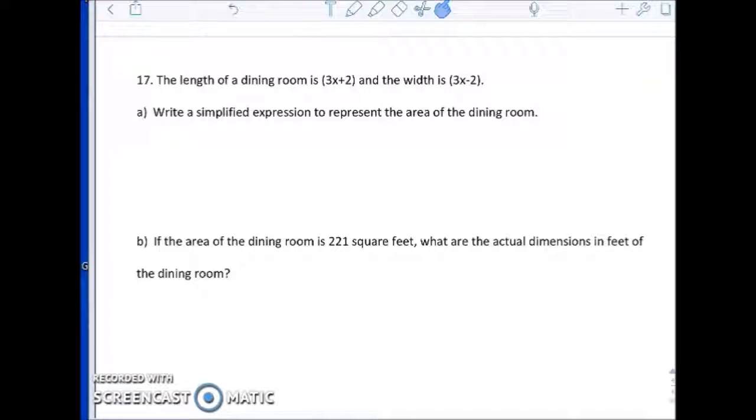Okay, I'm on to 17. The length of the dining room is 3x plus 2, and the width is 3x minus 2. Write the simplified expression for the area. I'm going to run out of time here, so hopefully we'll get through this. So we're going to go quick. This is 9x squared minus 4. If you FOIL it out, the inside terms go to 0.